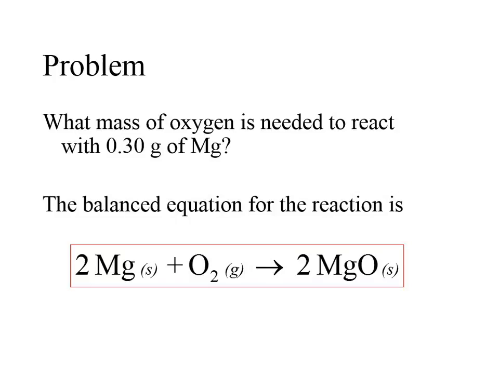So the information given is 0.30 grams of magnesium. And what mass of oxygen is needed? So question mark grams of oxygen. I kind of alluded to it before, but when you read a chemistry problem, if you don't get it the first time around, read it again, and it just kind of sinks in, okay? So here we go.